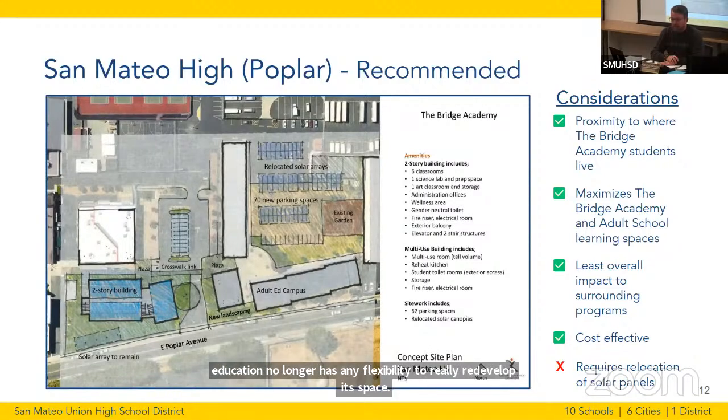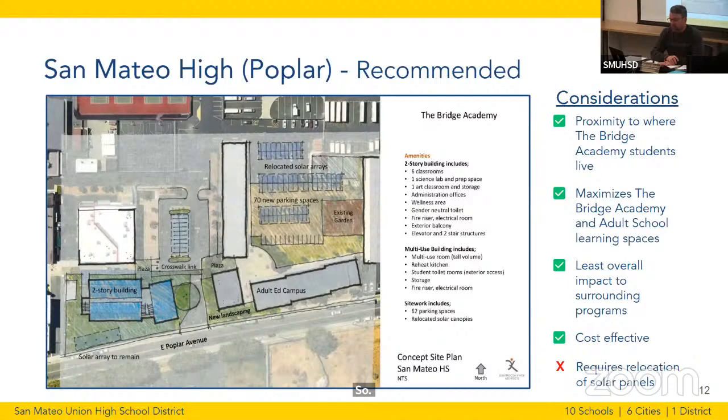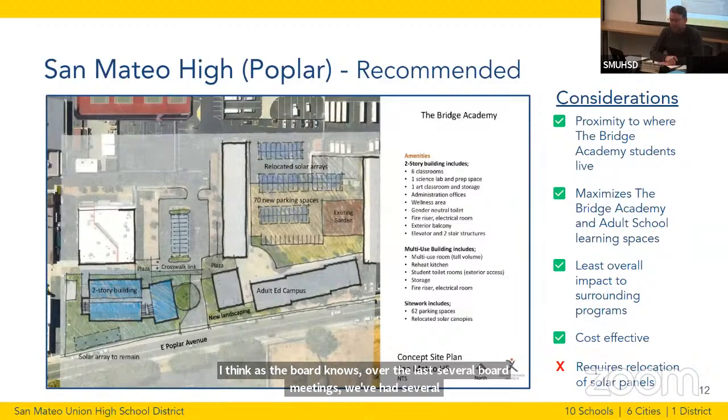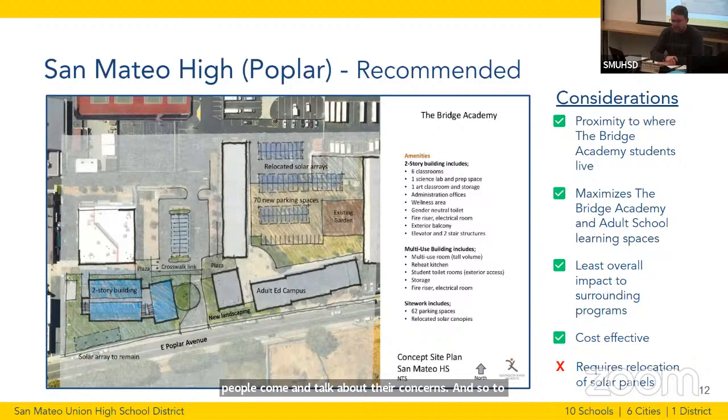So I do want to mention that we have met with not only Dr. Schoeman, who's here this evening, she has shared this with her staff. I've met with adult ed leadership and also their union representatives, and they are all highly in favor of this recommended plan. And I think, as the board knows, over the last several board meetings, we've had several people come and talk about their concerns. And so to hear that they're all on recommendation is really heartening.